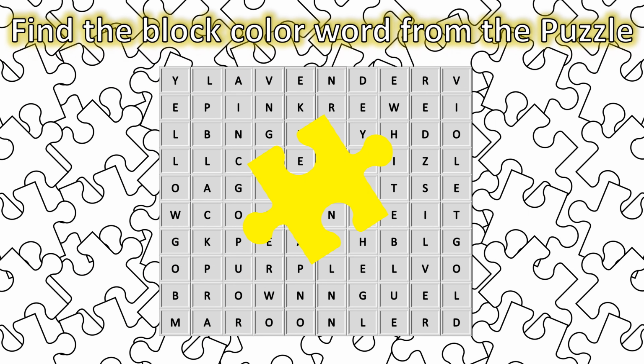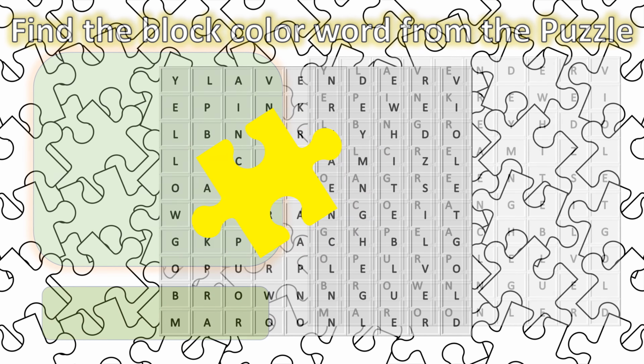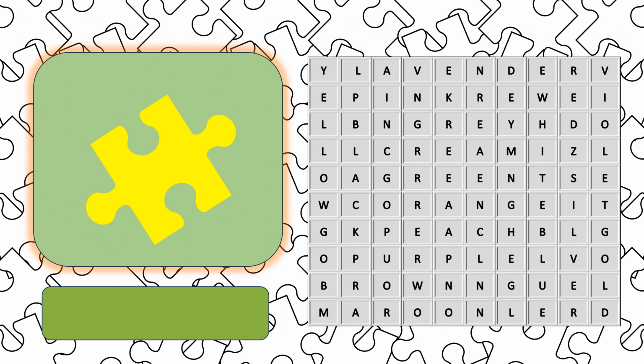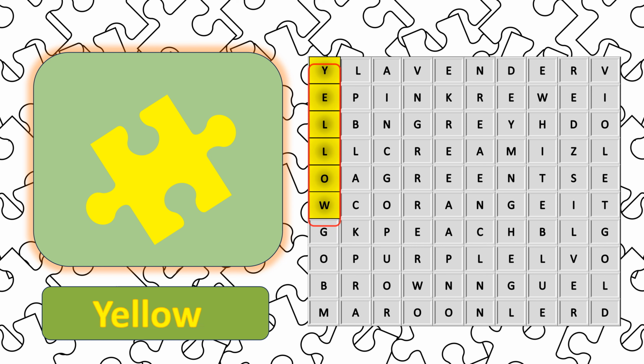Find the black color word name from the puzzle in 10 seconds. 10, 9, 8, 7, 6, 5, 4, 3, 2, 1. Time up. Y, E, L, L, O, W, yellow.